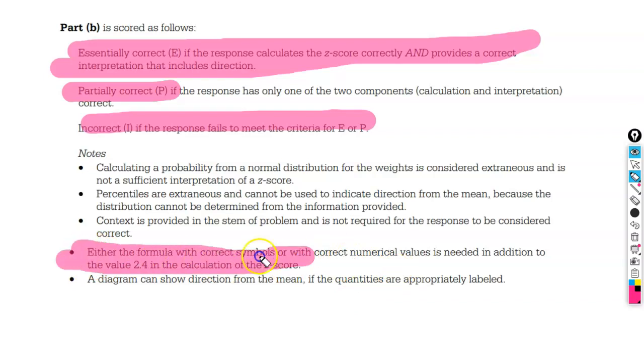Don't forget, when you're finding the z-score, not only do you need to write down the z-score, but you also have to show your calculations, okay? You can read this too for other jazz. I'm just going over the basics, okay?